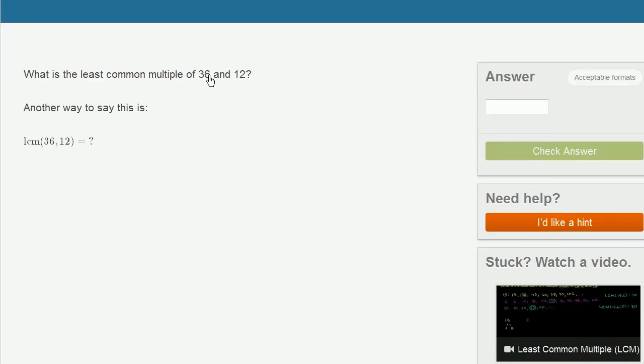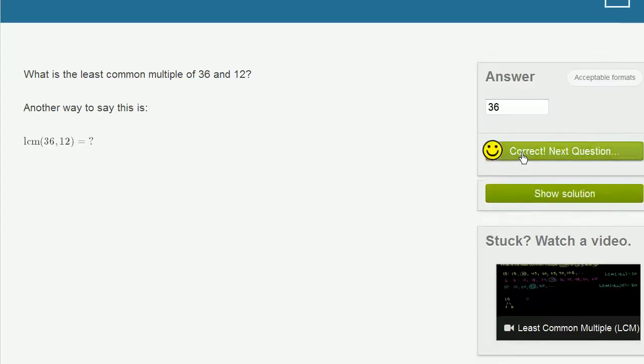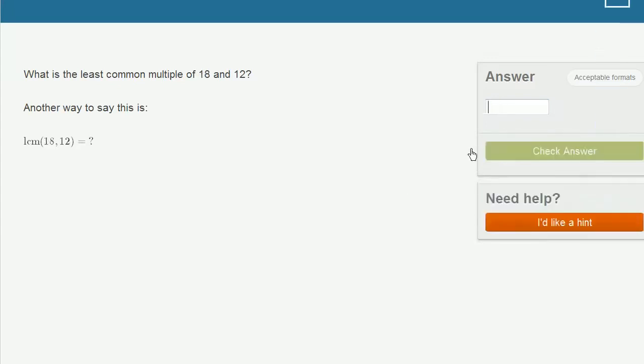It's 1 times 36. So the smallest number that is both a multiple of 36 and 12, because 36 is a multiple of 12, is actually 36. There we go. Let's do a couple more of these. That one was too easy.